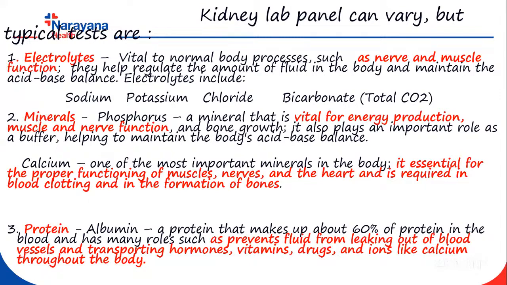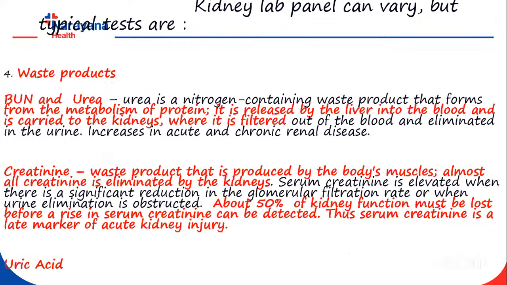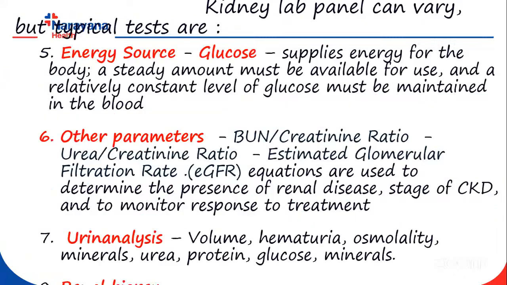Protein, albumin, prevents fluid from leaking out of blood vessels and transports hormones, vitamins, drugs, and ions like calcium throughout the body. Waste products, BUN and urea, form from the metabolism of protein. They are released into the liver, carried to the kidneys, and filtered out. Creatinine is the most important waste product produced by the body's muscles. Almost all creatinine is eliminated by the kidneys. Important to remember that about 50% of kidney function must be lost before a rise in creatinine can be detected. The serum creatinine is a late marker of acute kidney injury, and uric acid also is a waste product.